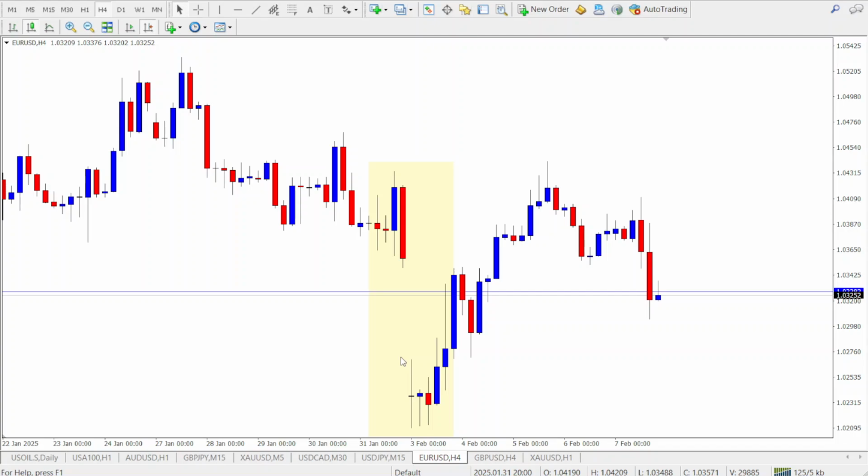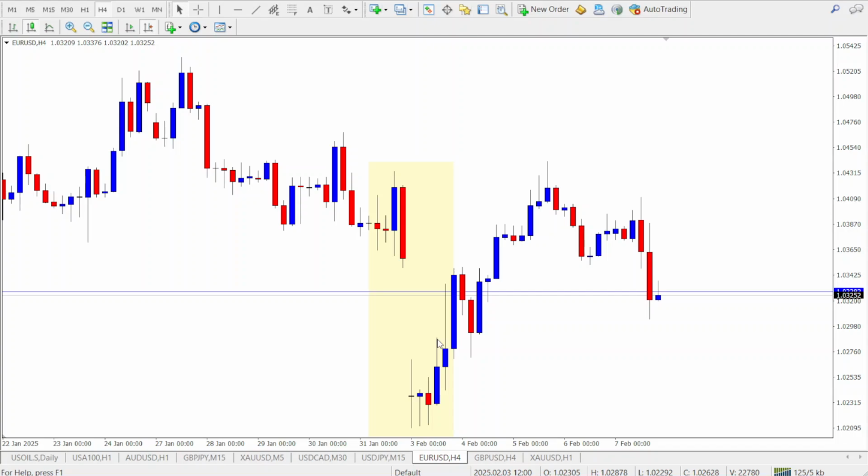Now, here's the key. Gaps don't always continue in the direction of the open. In fact, many gaps get filled, meaning price returns to the previous level. This is where the gap filling trading strategy comes in. Not all gaps are the same, and understanding their type can help you determine whether to trade the fill or follow the trend. Now, here are the main types.